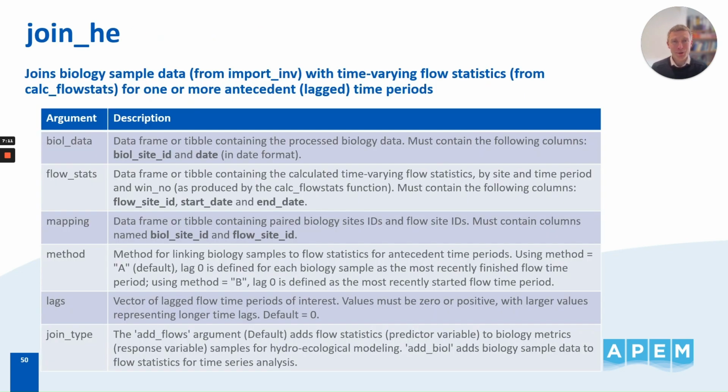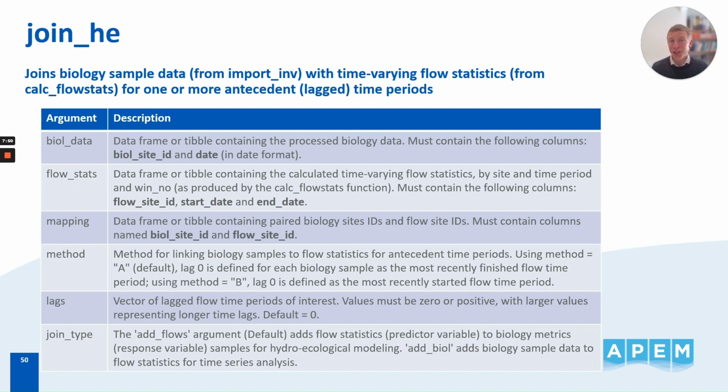So that gets us to a point where we've got our invertebrate data processed into the form of OE ratios. And as we looked at in step 2, we also have a variety of hydrological summary statistics, which describe how the flow regime at each location has changed over time. The final step in our data processing journey is to bring all of that data together, to join the disparate biology sample data and the hydrological or flow statistics into a single data frame that we can then use for hydroecological analysis or modelling.